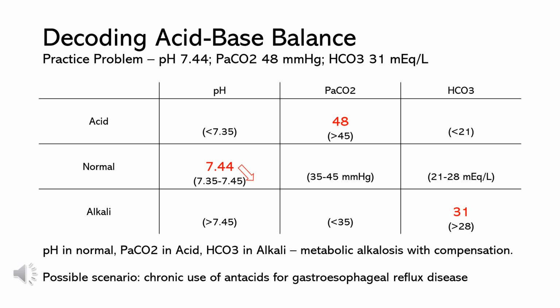Our pH of 7.44 is normal, if barely. Our PaCO2 of 48 is greater than 45, so that's an acid. And our bicarb of 31 is greater than 28, so that's an alkali. pH is normal, PaCO2 in acid, bicarb in alkali. Notice that our pH is almost alkali, and we have an alkali bicarb. So what we have here is metabolic alkalosis with compensation from the respiratory system. A possible scenario could be chronic use of antacids for gastroesophageal reflux disease.